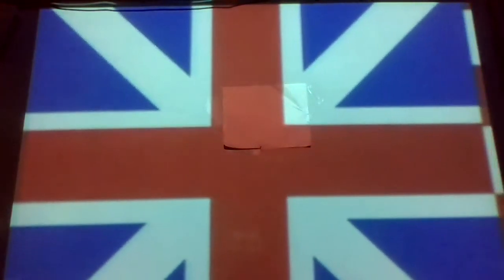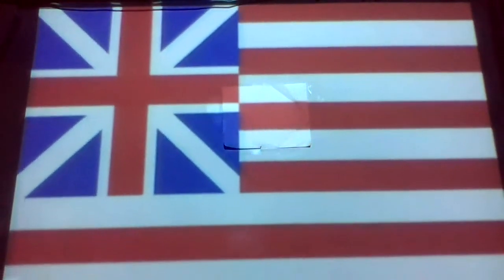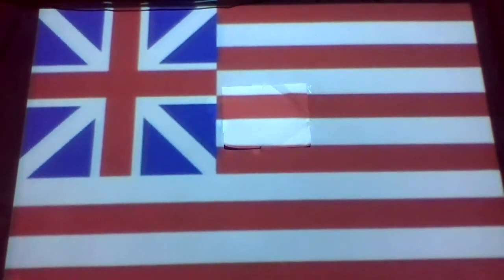In the upper left-hand corner, they put the Union Jack, which is the name of the English flag. This represented the relationship between England and the colonies. You see, the colonists still considered themselves British citizens. They were just fighting for their rights.